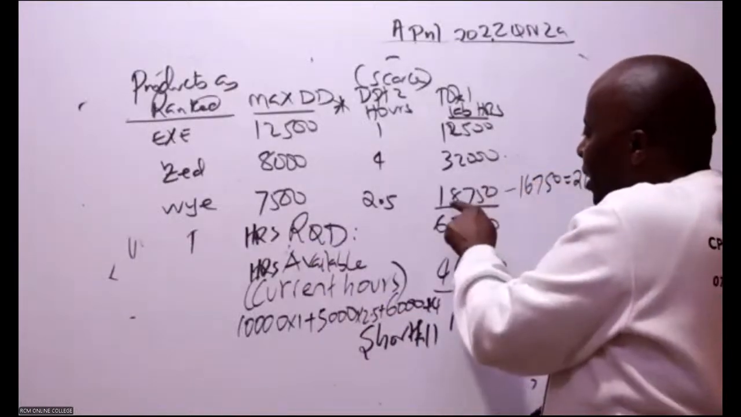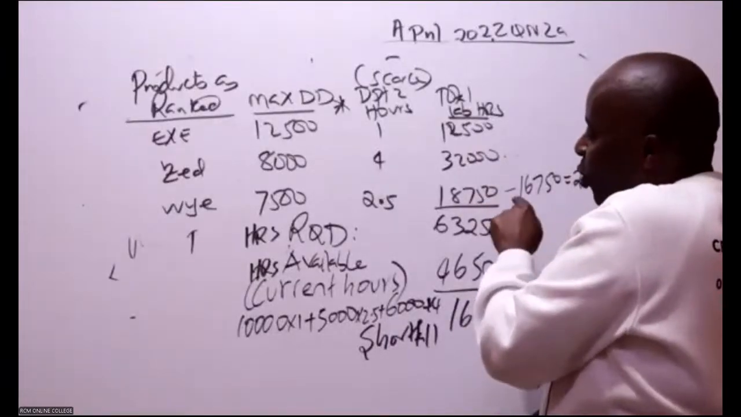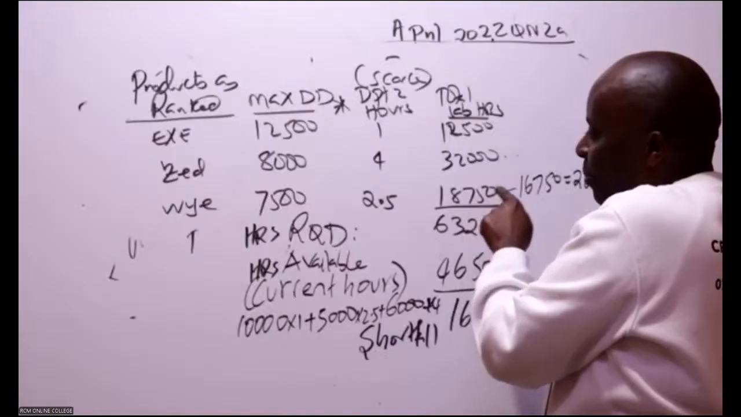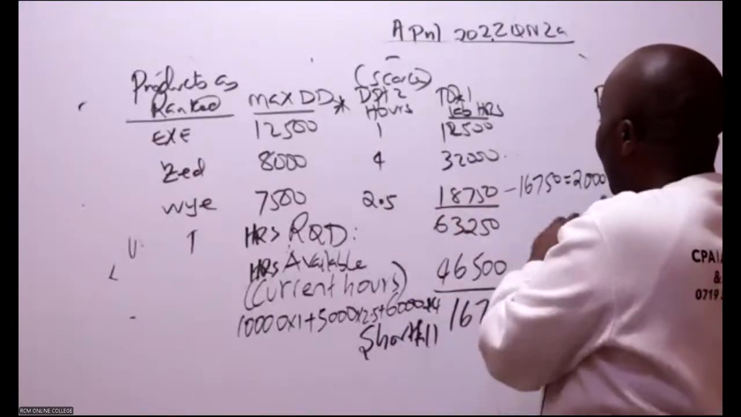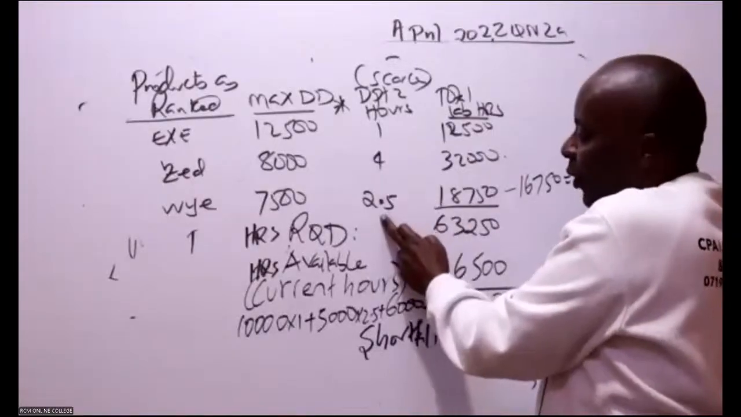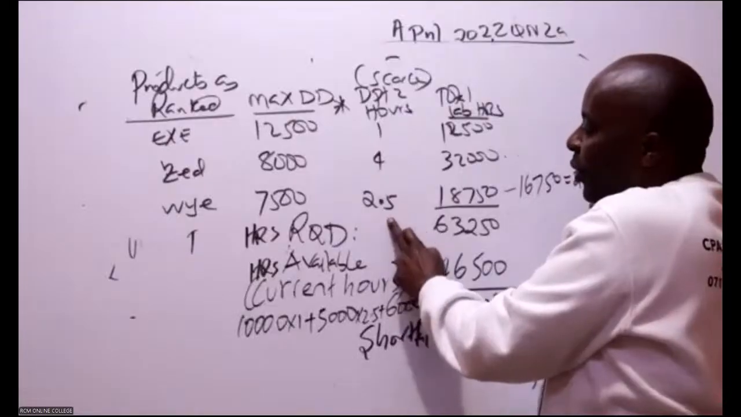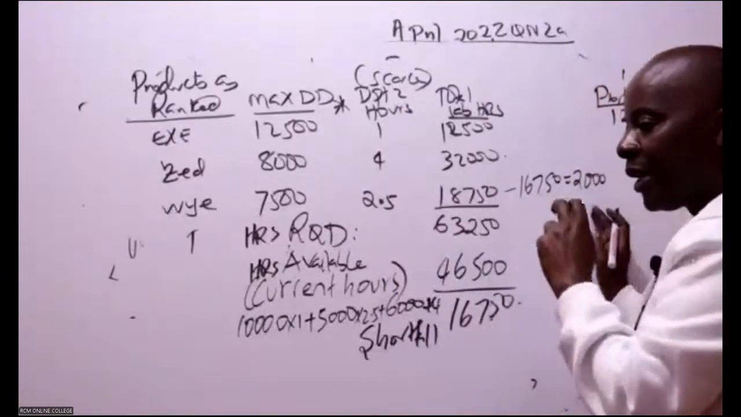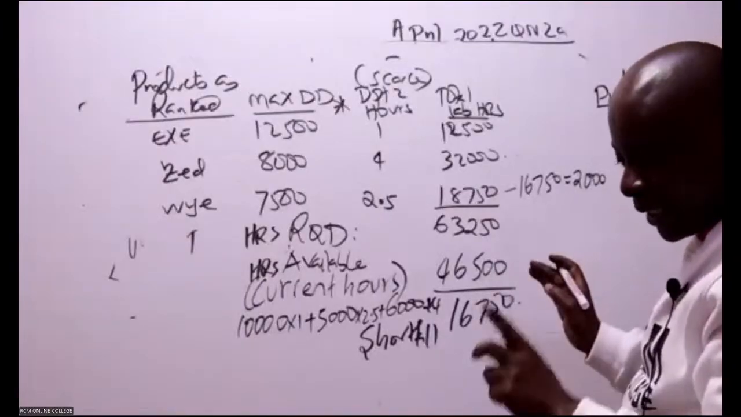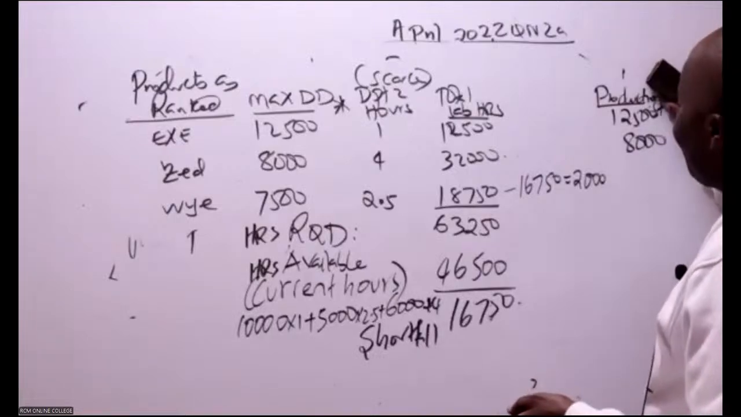Because now I can see this time is no longer 18. This time is 2,000. So how do I get to know how many I produce here? It's very easy. I take the 2,000 and divide by the rate. Can somebody give me this? 2,000 divided by the rate gives me what here? Somebody gives me 800.